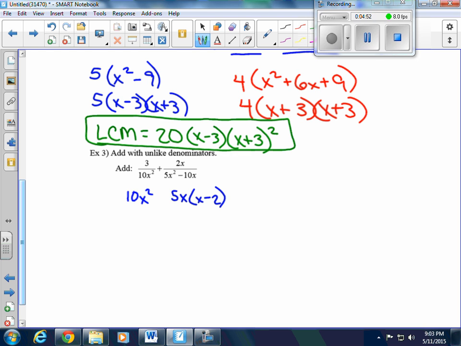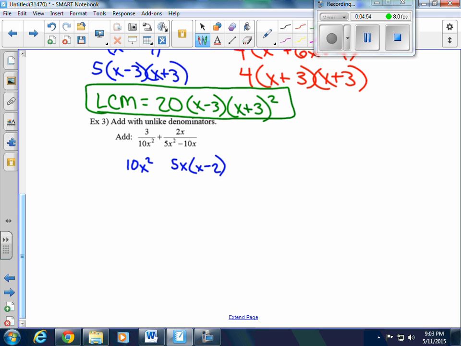So we want to find a common denominator. And the common denominator here that we're going to look for is 10x squared. We have that in the first one. Now notice we already have the 5x from the second one. That's part of the 10x squared. And I need an x minus 2.